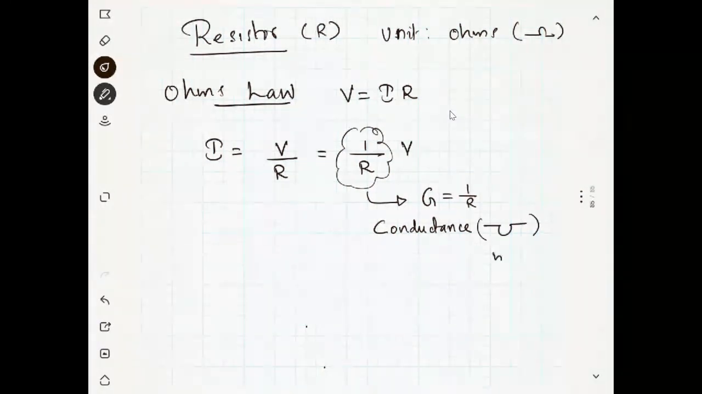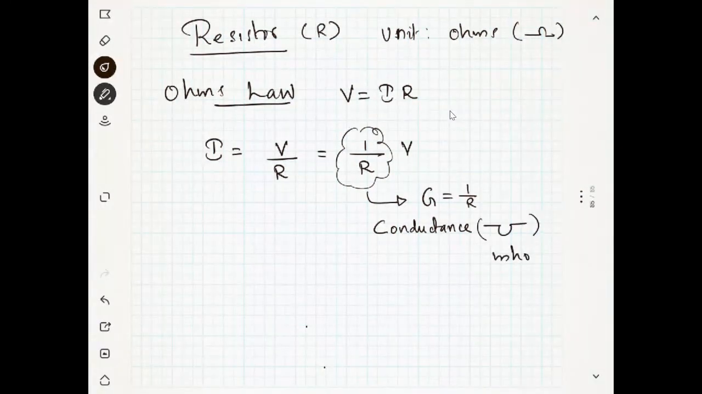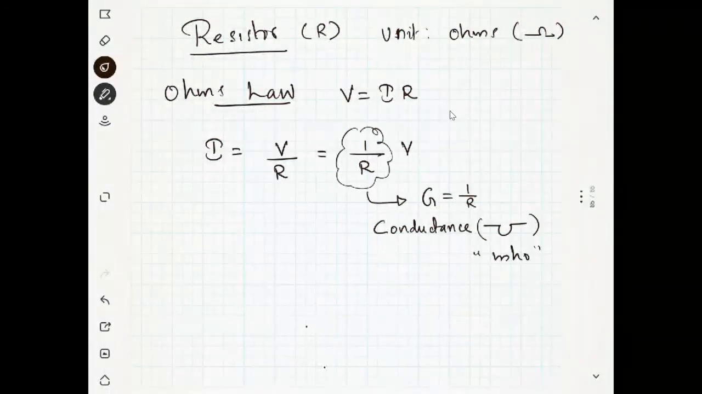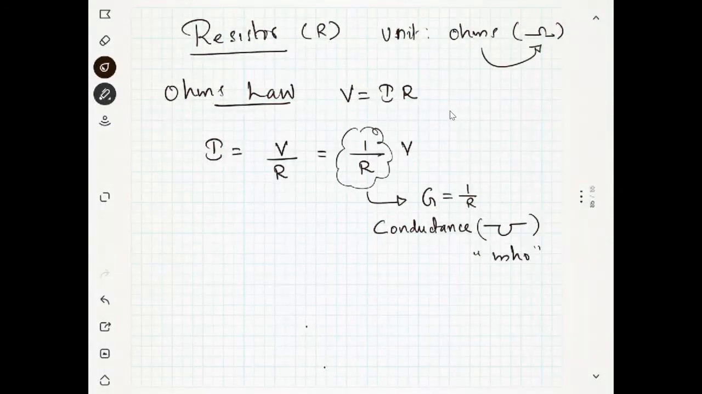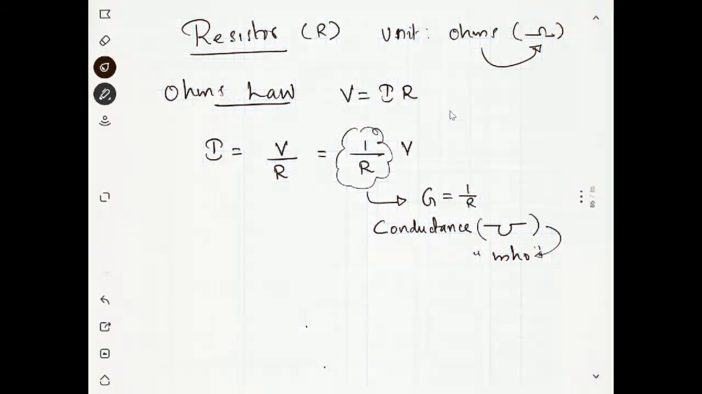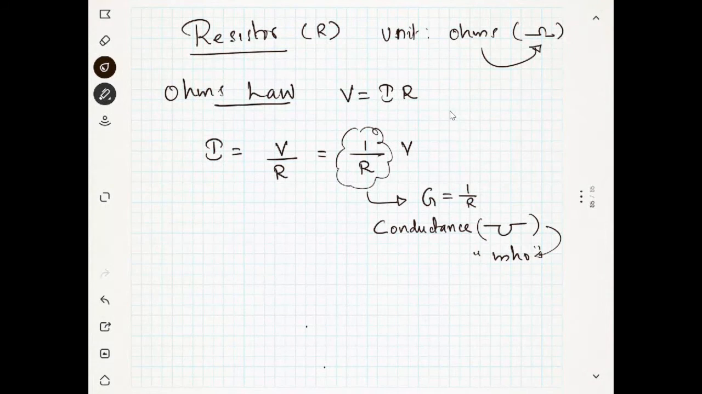We will also usually write this as, this one is ohms, but this is mho. This is another way to write it. And you know that if you apply a voltage, usually the resistance is denoted like this. This is R.